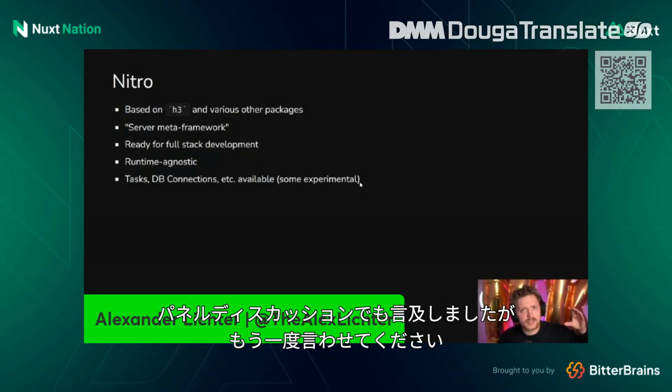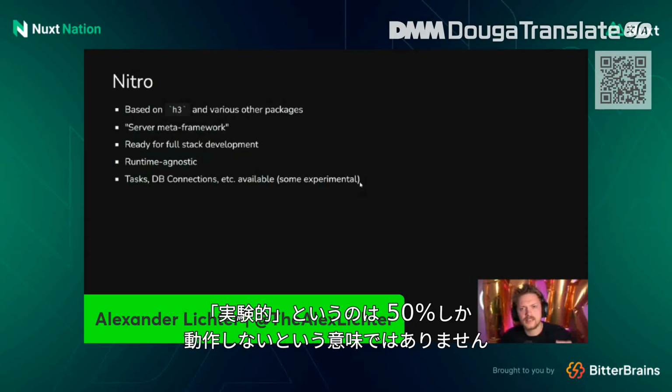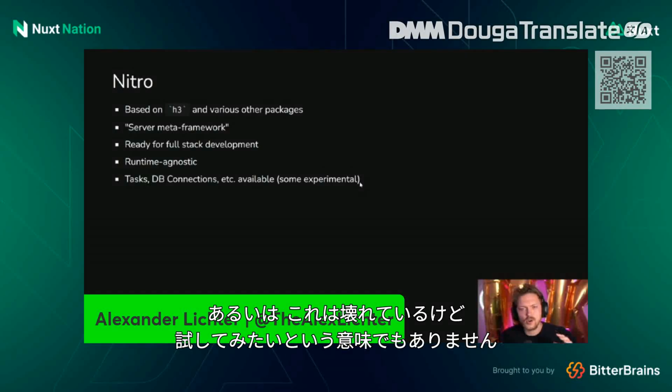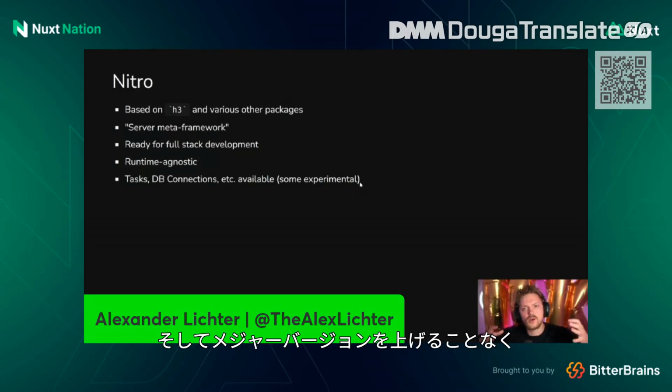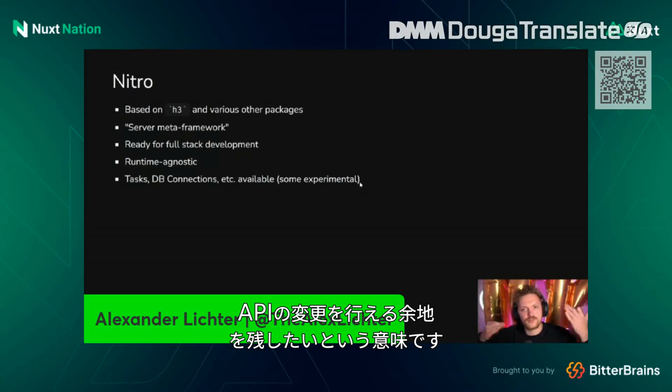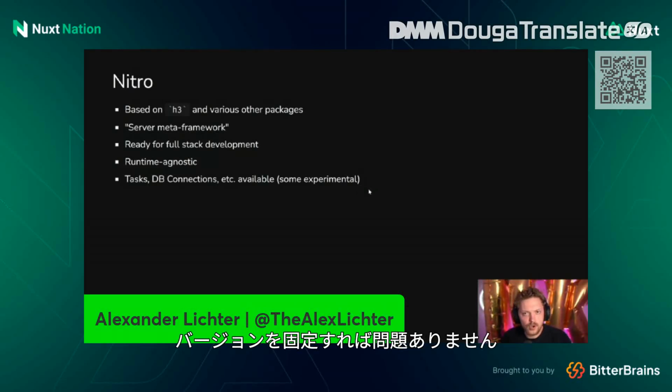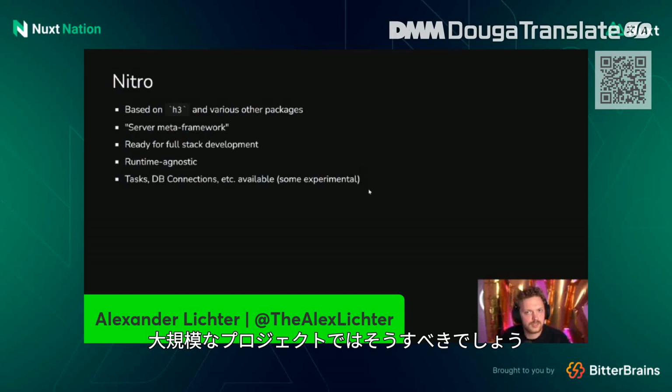And I mentioned it in the panel already. I just want to say it again. Experimental doesn't mean it might only work in 50% of the cases, or that this is broken but we want to try it out. Sometimes this also just means, hey, we want some feedback and we allow ourselves to make some API changes without creating a new major version. So if you pin your version, that's all good, right? You still probably should do that in a bigger project.